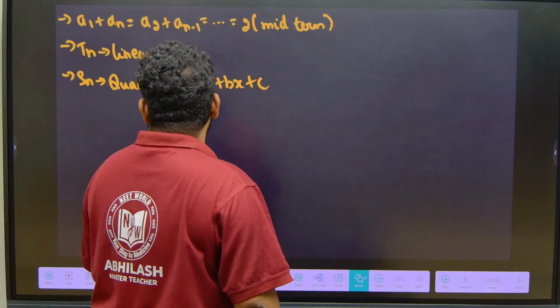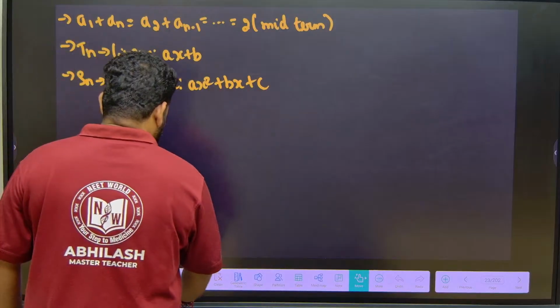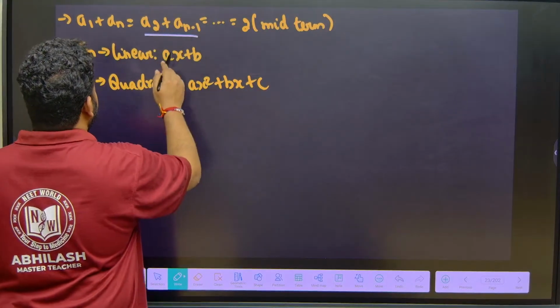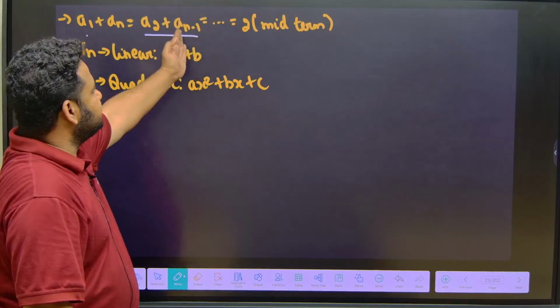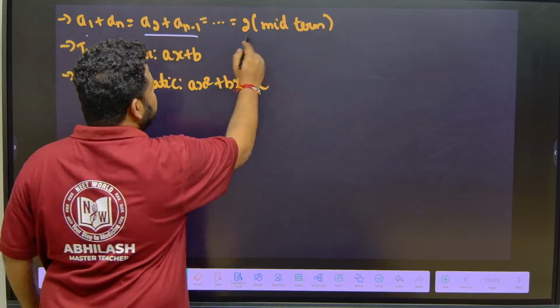Next thing, a1 plus an is equal to what? a2 plus an minus 1. That is, first term plus last term will be equal to second term plus second last term. That is the meaning of it. So this will be equal to 2 times the middle term.